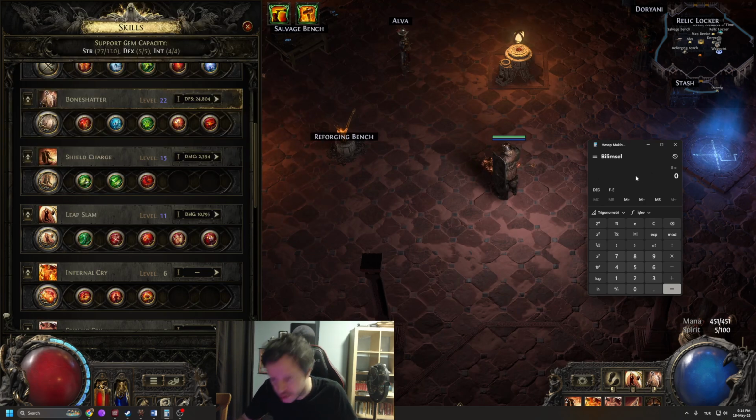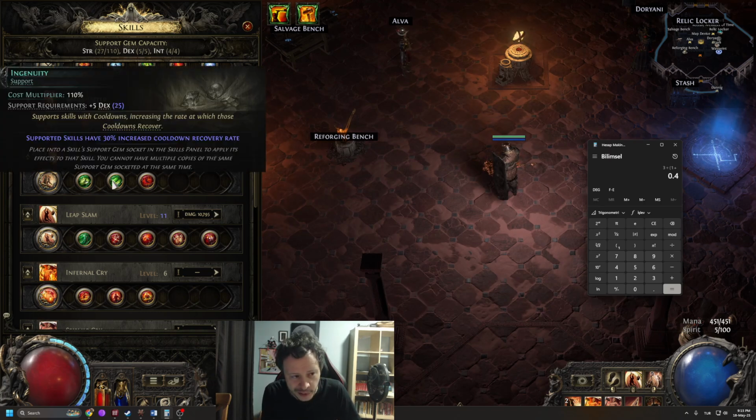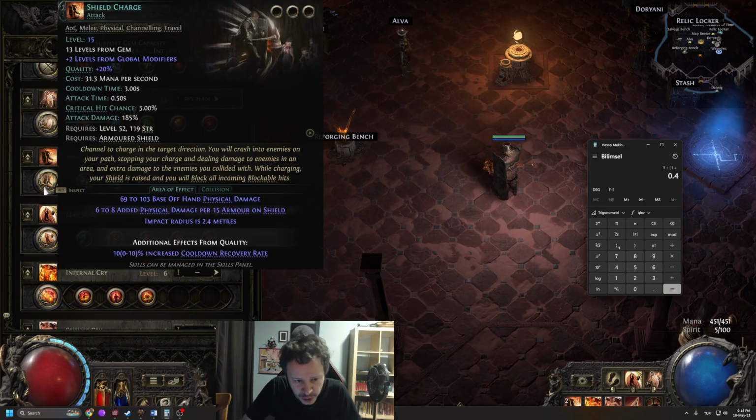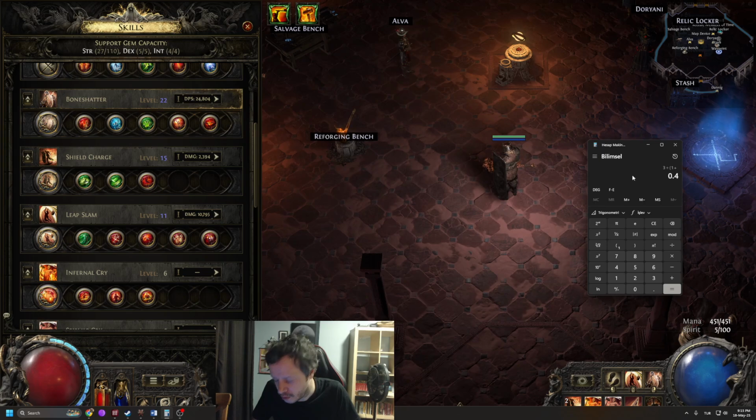So 3 seconds divided by, I'll have to do a parentheses here, 1 plus 0.4, right? Why? Because 1 is the basic rate that I recover my cooldown at, and I have 40% bonus for the sake of argument here, ingenuity 30% and 10% from quality. So, and let's close that bracket, and my cooldown will be 2.14 seconds, right?